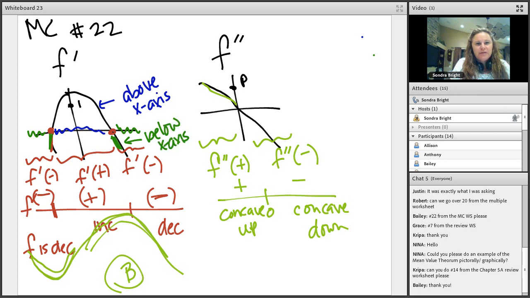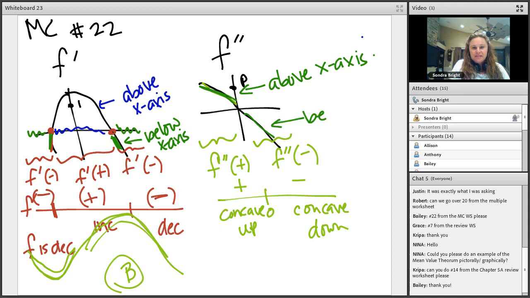So when you're looking at whether it's positive or negative, you're looking at below or above. Same thing here. Above x-axis, which makes F double prime positive. From here to here, below x-axis, which makes second derivative negative. All right, that was 22.